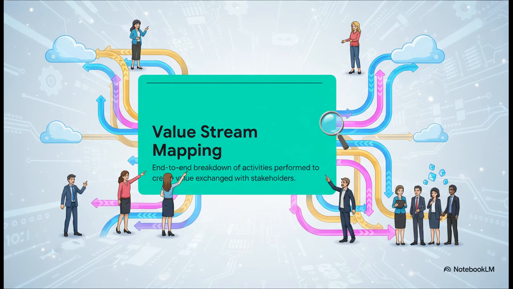Next up, we have value stream mapping. Now, if capabilities show what a business needs to do, value streams reveal how the organization actually goes about delivering that value to its stakeholders. It's an end-to-end breakdown of activities, and it provides the vital context for why those capabilities even exist in the first place.